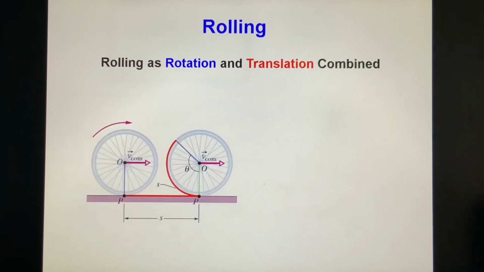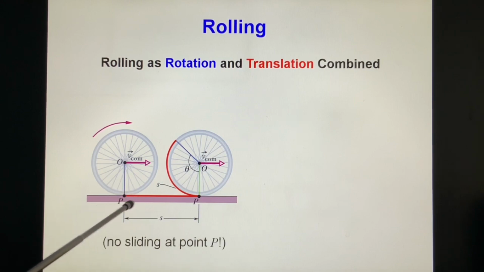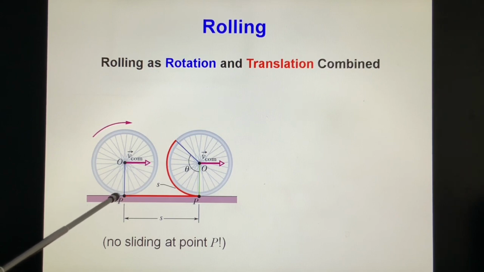We look at this wheel. It's rolling on the ground. The contact point is P. In this case, rolling, there's no slide. So in this case, the velocity at this point is 0.